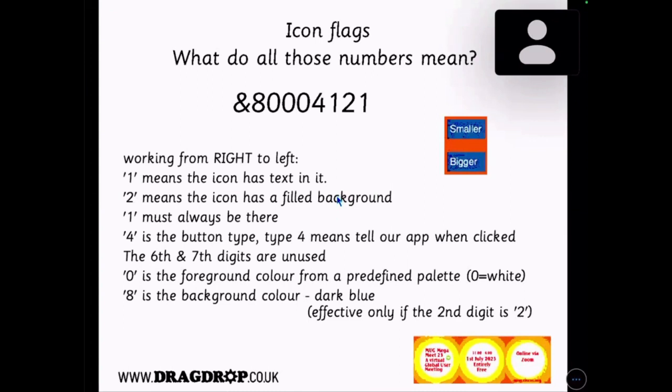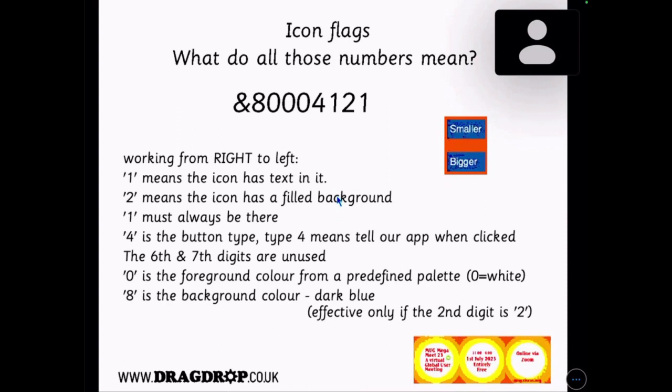Number 2 tells RISC that we want the icon to have a filled background, because you don't have to have a color background. You can just have it plain with the background color showing through. The second one always has to be there. 4 is what we call the button type. It basically means what needs to be done when the user has clicked on the icon. And the last two numbers on the left hand side are basically the foreground and background color of the icon.